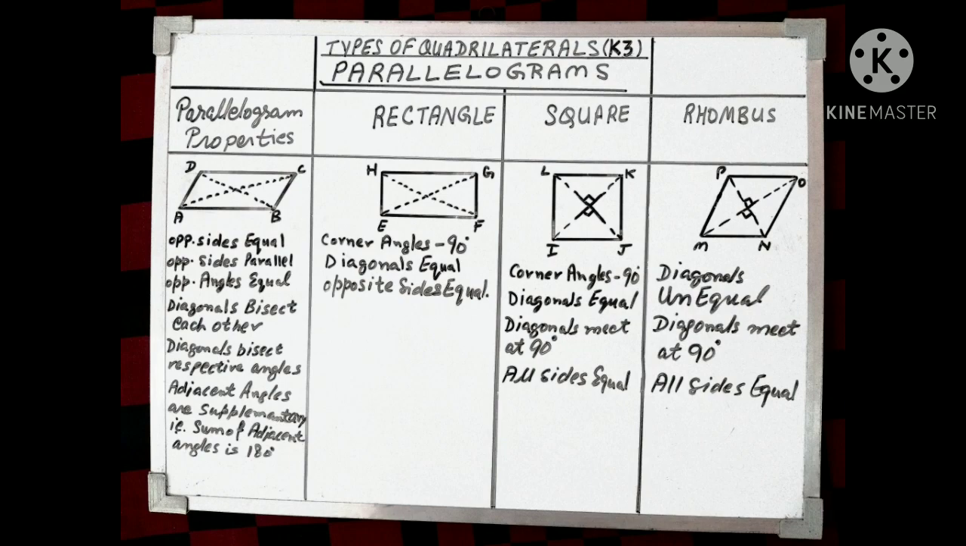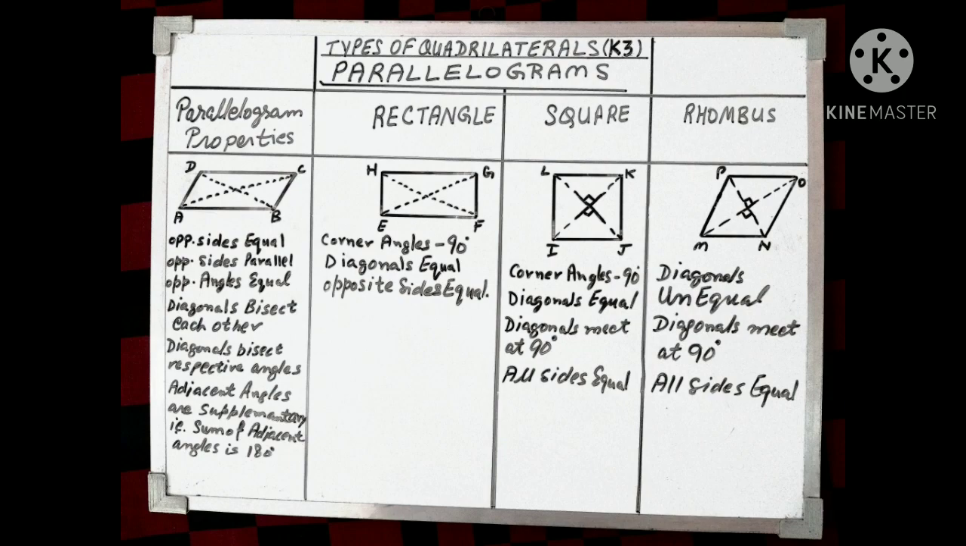If you remember, I told you that the diagonals are equal and bisecting in the rectangle. The same thing applies here also, but here the diagonals will meet each other at 90 degrees. And all the four sides of a square are equal, whereas in a rectangle opposite sides were equal. I hope it's clear, right?